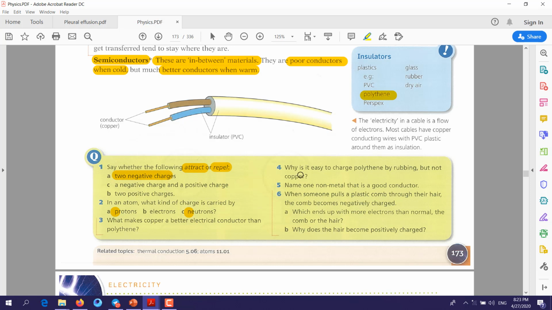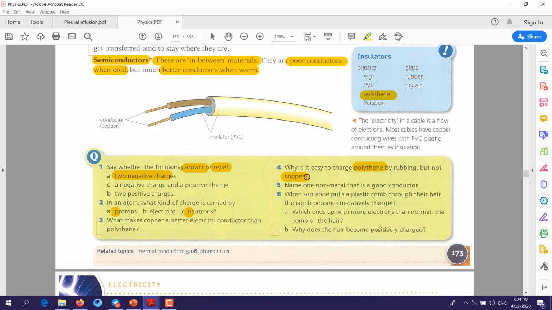charge it. Another definition for static electricity: it's the effect of stopped electricity. Now polythene is an insulator. When you rub this material, the charge will be stored in it, so it will not move. Because it will not move, it will now carry a charge. But if you try to charge copper, you cannot. Why? Because the electrons here are moving freely, so you cannot store charge in it.